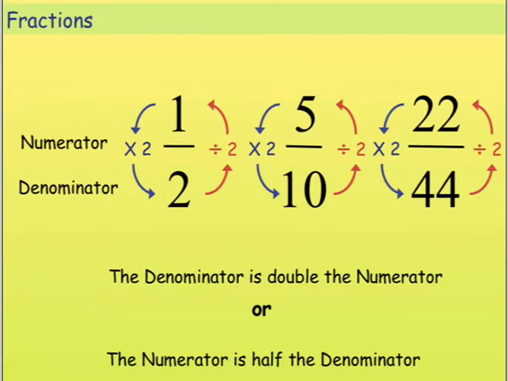We can also go in reverse. We can divide the bottom number by 2 and get half of it on the top. And that means that they are all equal to 1/2. 10 divided by 2 is 5, and 44 divided by 2 is 22. Therefore, the denominator is always double the numerator, or, same thing, the numerator is always half of the denominator.